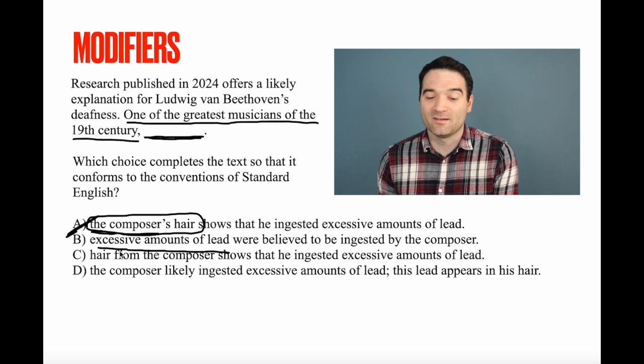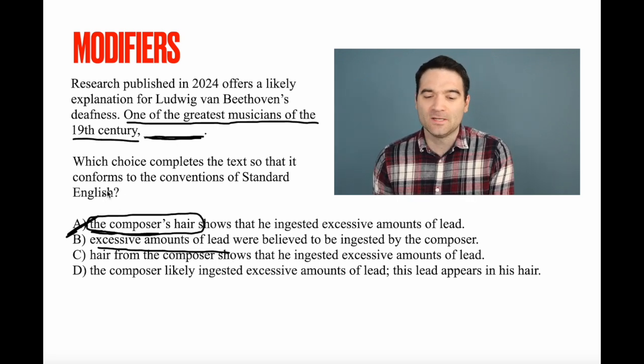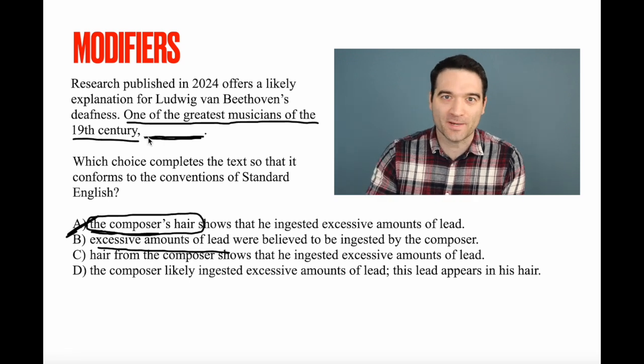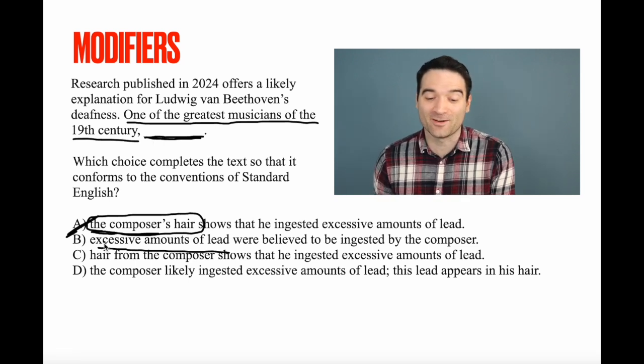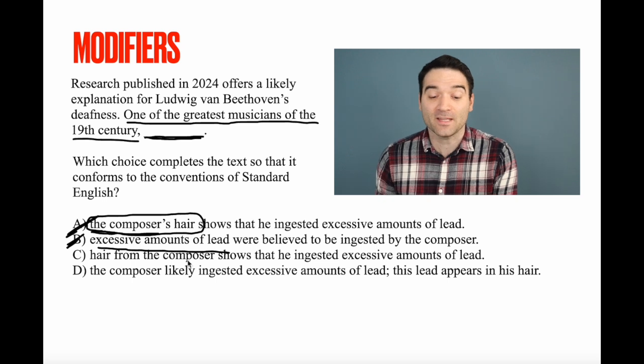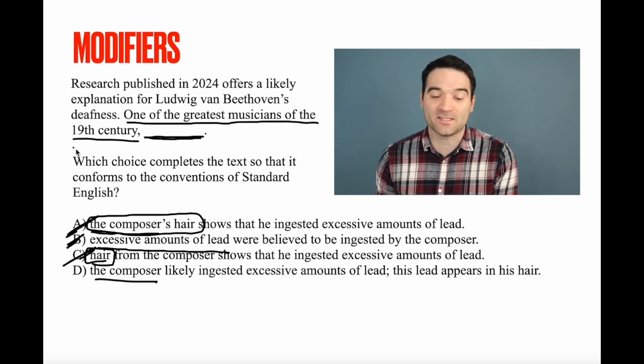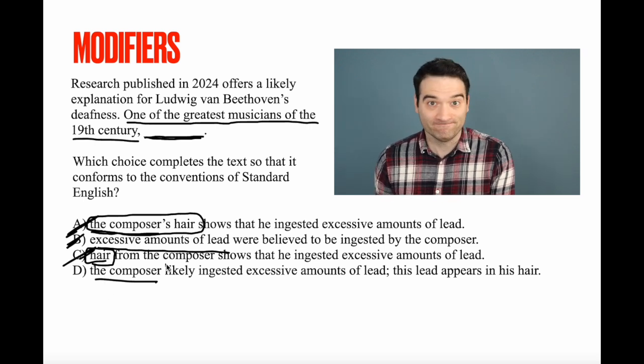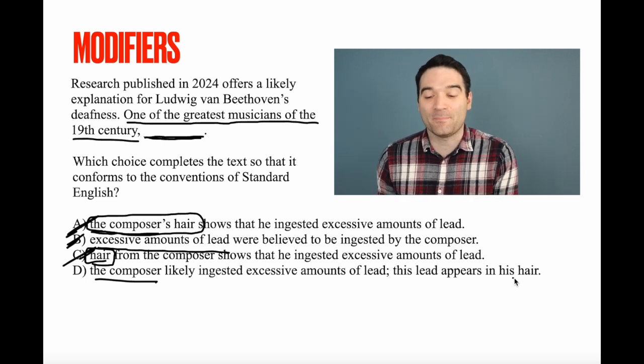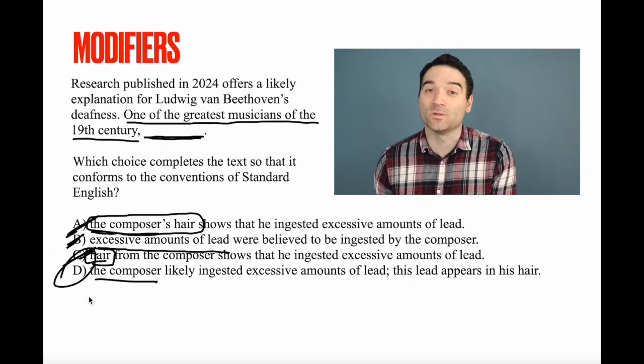Excessive amounts of lead. Are the excessive amounts of lead one of the greatest musicians of the 19th century? No. One of the greatest musicians of the 19th century is referring to Beethoven, not to his hair, nor to excessive amounts of lead. Again, one of the greatest musicians of the 19th century, hair from the composer? No. The only one we can pick here is answer option D, right? One of the greatest musicians of the 19th century, the composer, likely ingested excessive amounts of lead; this lead appears in his hair. D is the only answer option that works.